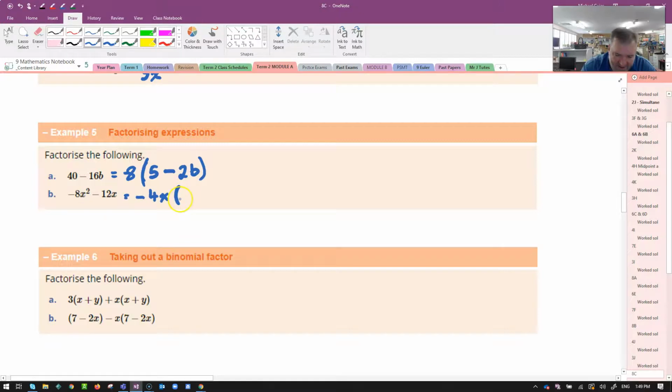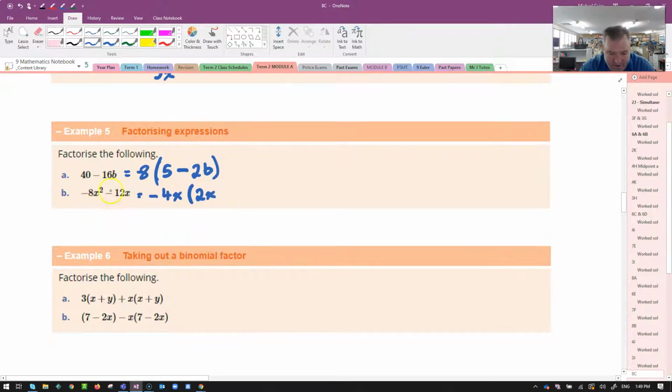What can I put in to make sure that this is still equal? Well, I need to have a total of negative 8, so that's going to be negative 4 times 2. And x squared, I've got 1x, it needs to multiply another x to give me x squared. If I expand that, negative 4x by 2x, I'm going to get my negative 8x squared.